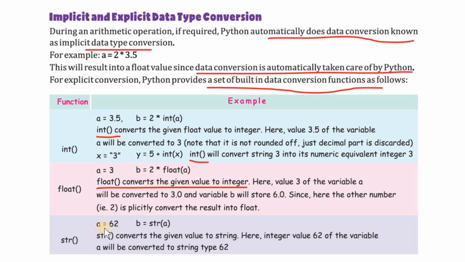See yet another example. a is equal to 62 and b is equal to str(a). Now what is this str? Where str converts the given value to string. Now here the integer value 62 of the variable a will be converted to string type 62. Okay, the 62 is an integer. It will be converted to a string using this string conversion.